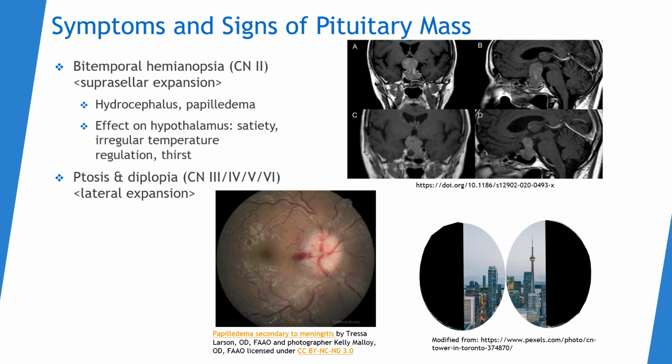Also closely located is the hypothalamus. This structure is responsible for satiety, regulating temperature, and thirst. So these fundamental regulatory functions of the body may be impaired with the suprasellar expansion. With that, nearby cranial nerves can also be compromised, leading to ptosis and diplopia, as cranial nerves 3, 4, and 6 are affected. This is especially the case if the mass also expands laterally.